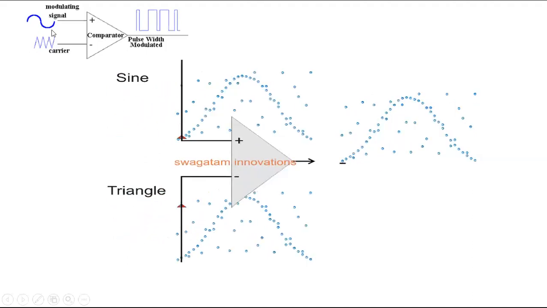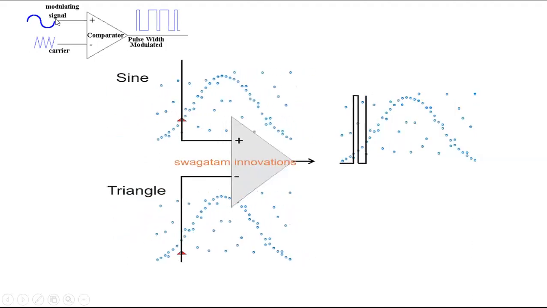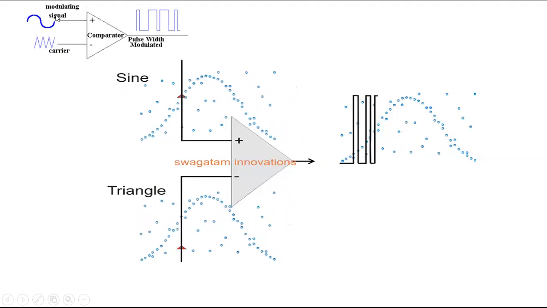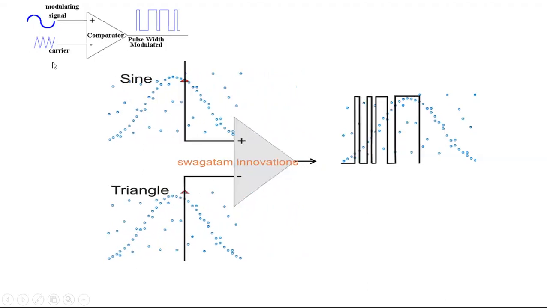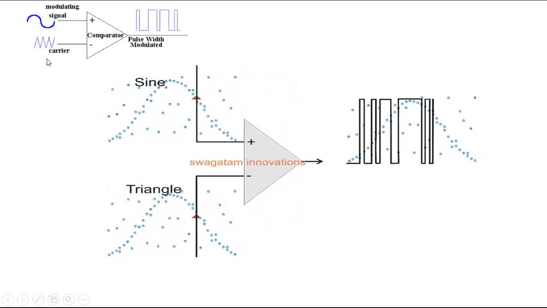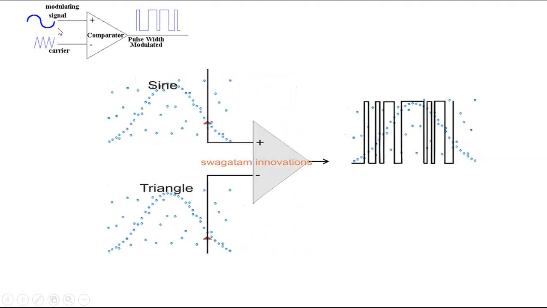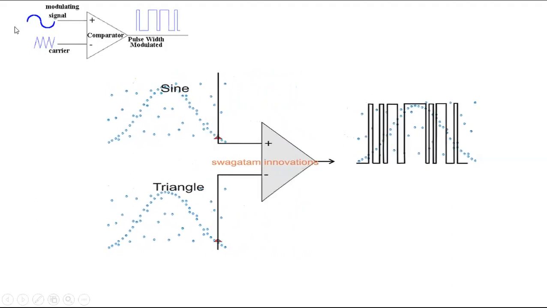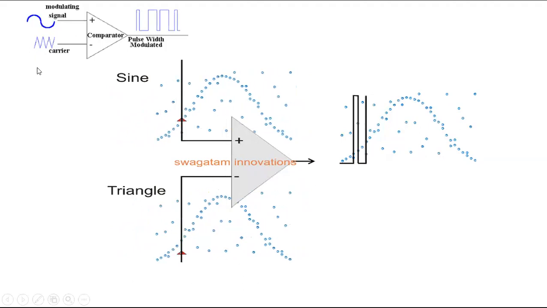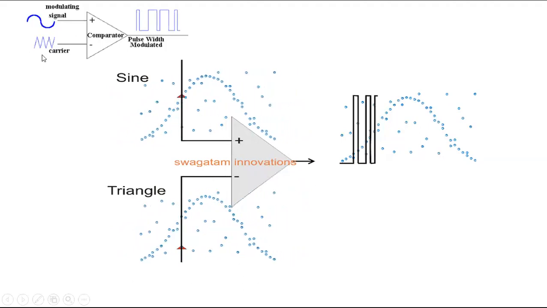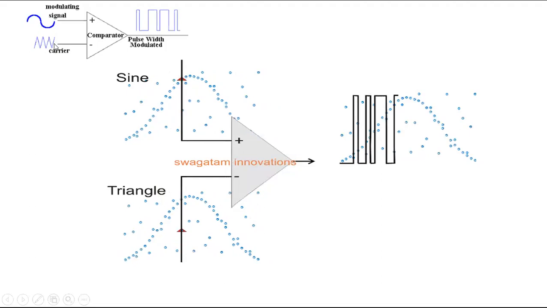Now, look at this modulating signal. The signal which is used to improve the energy characteristics of the carrier signal or the base signal is called the modulating signal. Generally, the modulating signal is selected as a sine wave. This sine wave is superimposed or combined with a triangular waveform or any other waveform. In your example, they have taken triangular.